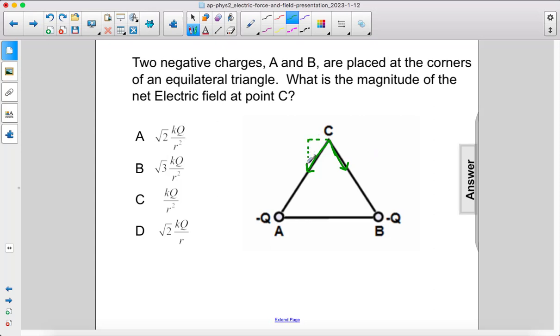So if we break that down into components, we know that these x components are going to cancel out. However, the y components are not. So we have E, the magnitude of the electric field here. We have another vector there. What is the length of that y component?